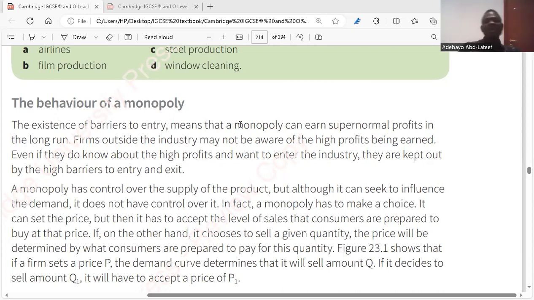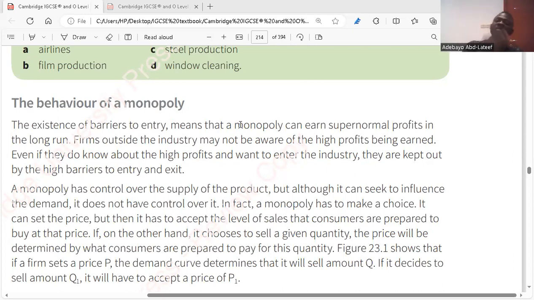The existence of barriers to entry means that a monopoly can earn supernormal profit, abnormal profit, in the long run. Firms outside the industry may not be aware of the high profits being earned. If they do know about the high profit and want to enter the industry, they are kept out by the high barriers to entry and exit. I think that point is clear.